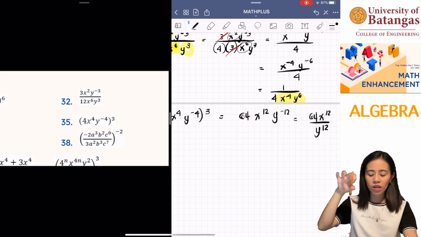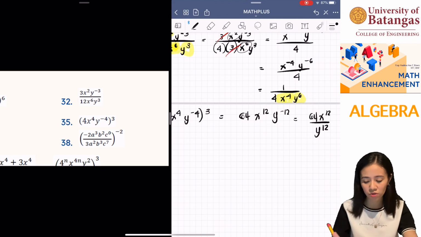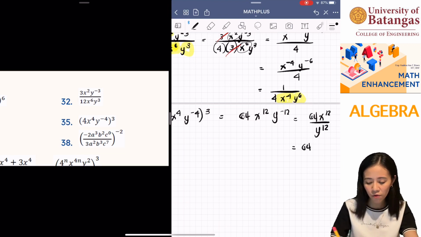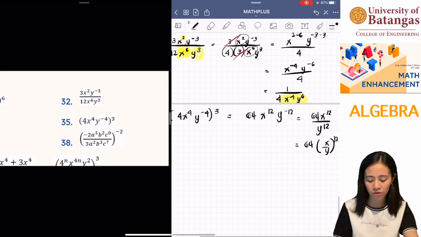Okay? Tapos, pwedeng ilabas nyo ulit yung exponent na 12 using expanded power rule. So, pwede nyo siyang gawing 64, tapos the quantity xy, quantity raised to 12. Pwede yun.